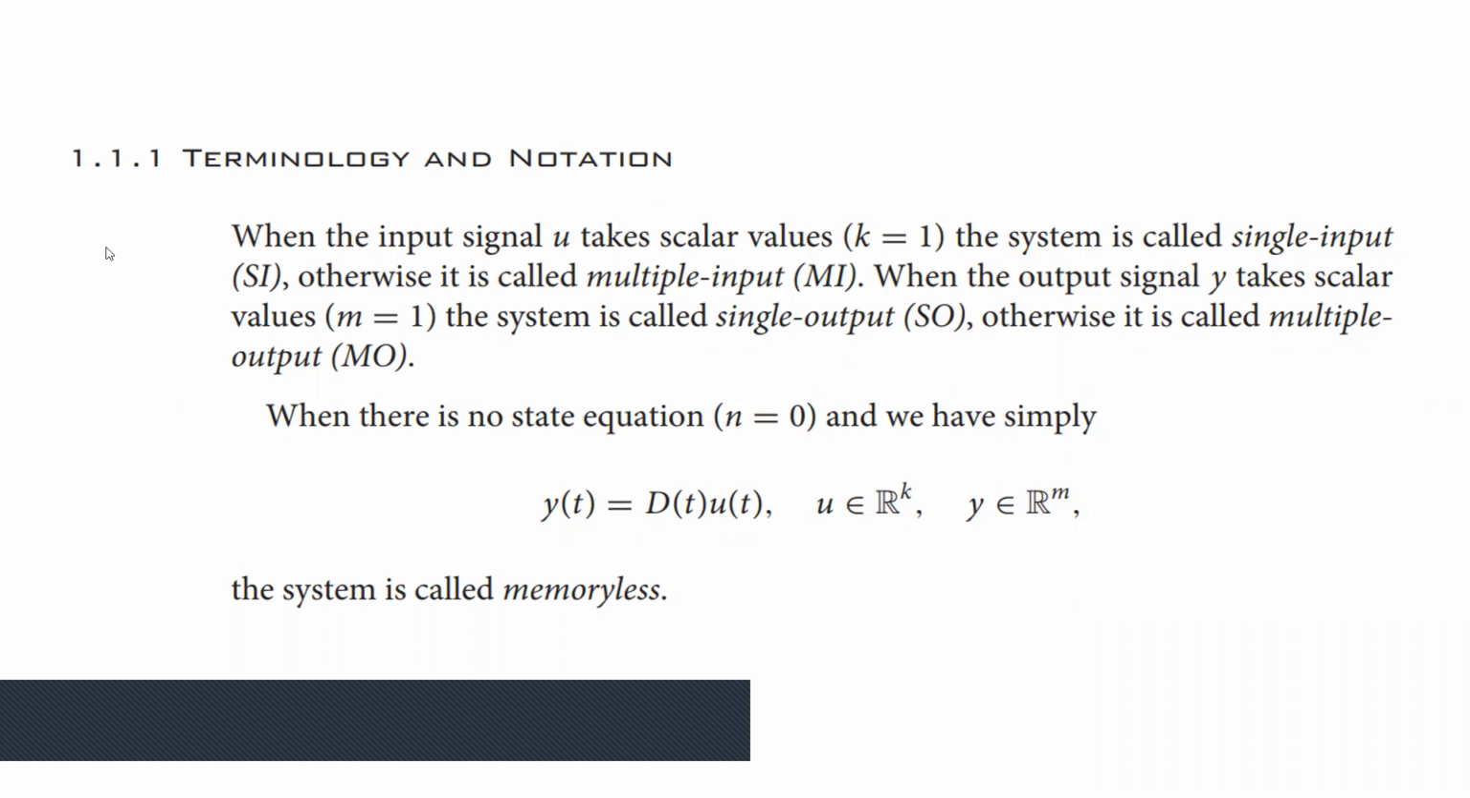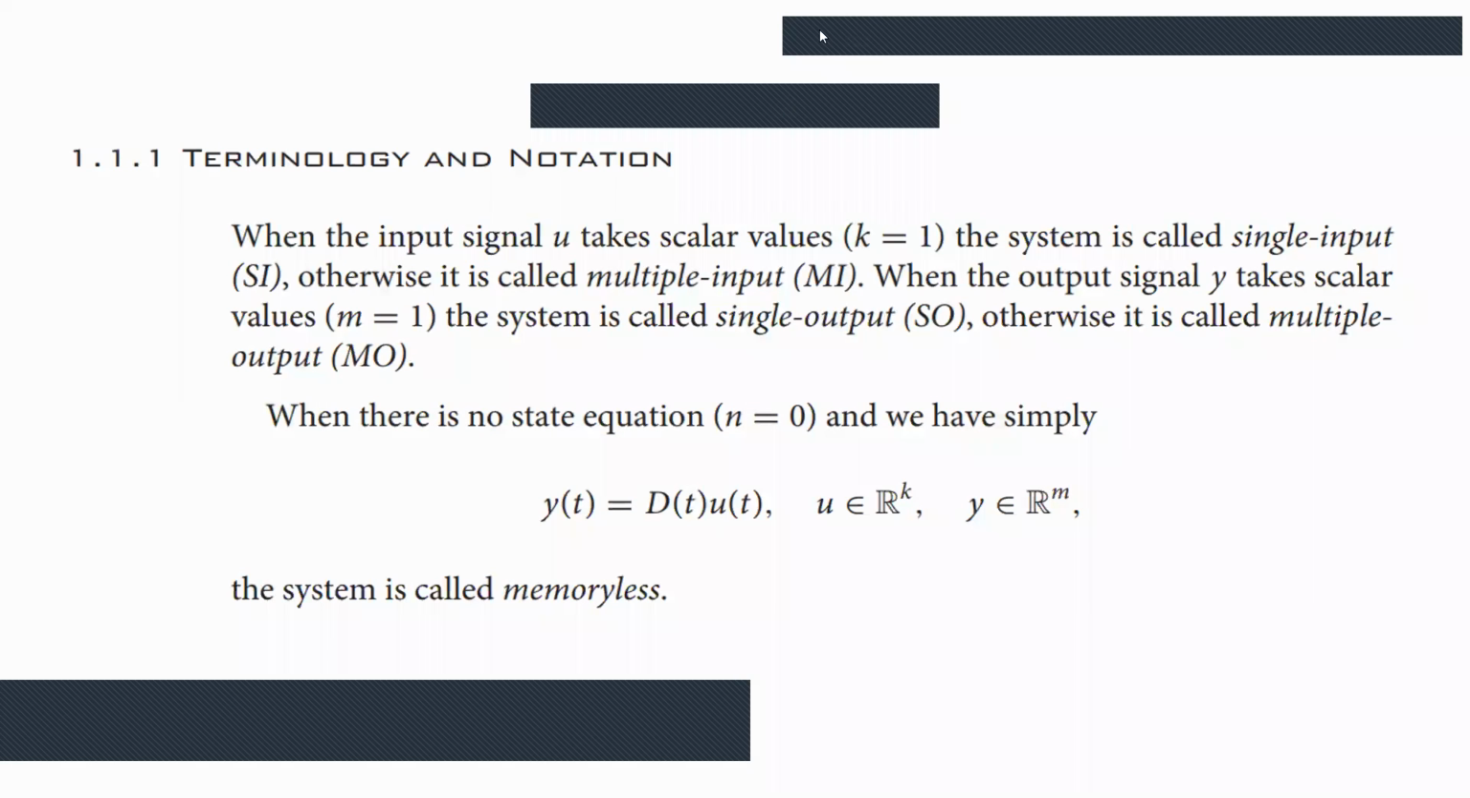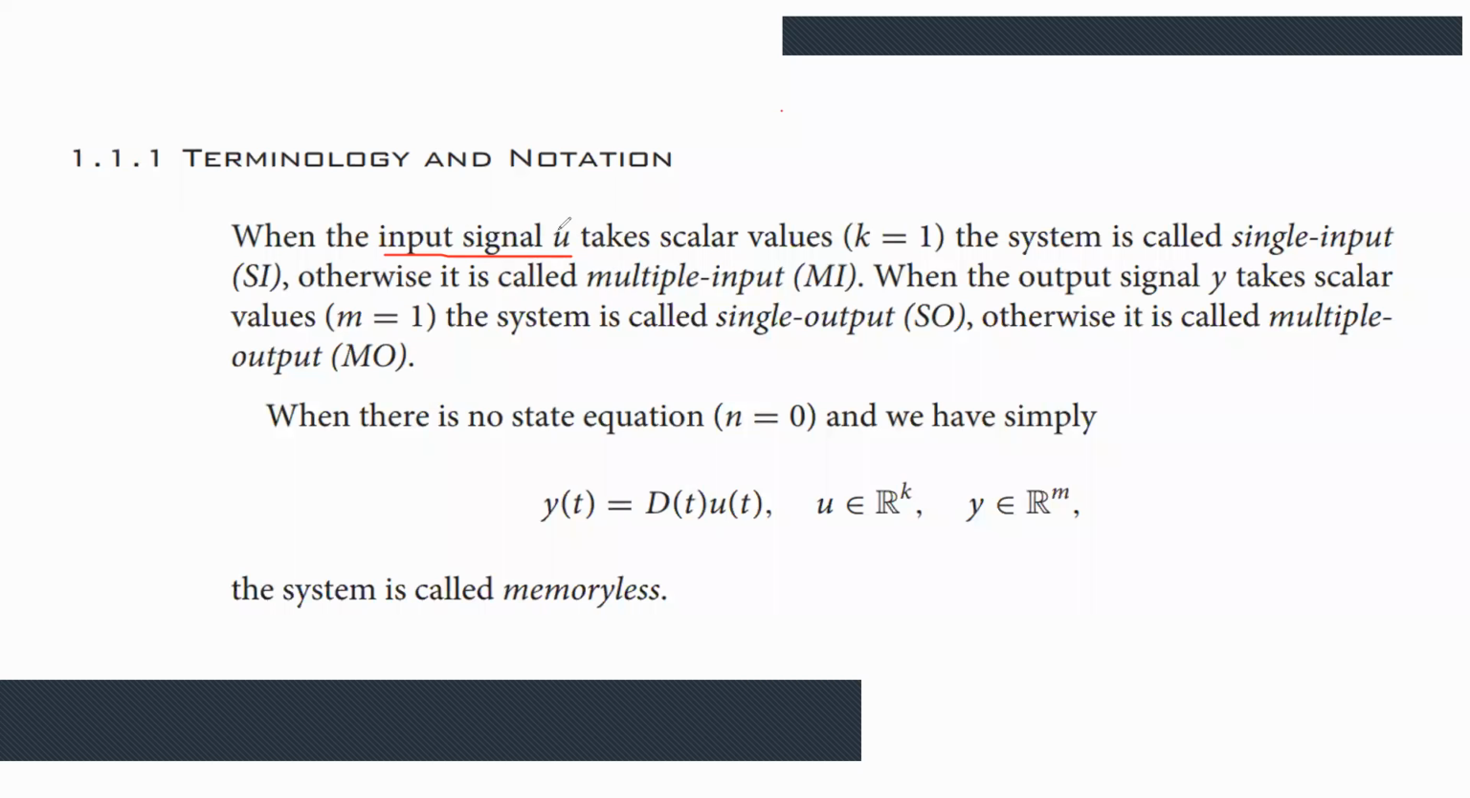ओके, something about the terminology and the notation which is used in this book and in this course as well. So let me use the annotations. So the input signal, जो कि यहाँ U से हमने, the input signal represented as U, takes on scalar values. For example, k is then 1.